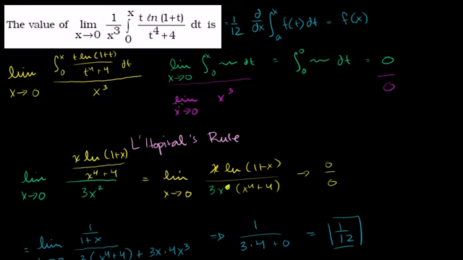And we're done. This crazy looking limit with this integral that we couldn't solve is just equal to 1/12. So thank goodness we had L'Hopital's rule, so we didn't have to actually take the antiderivative of this expression.